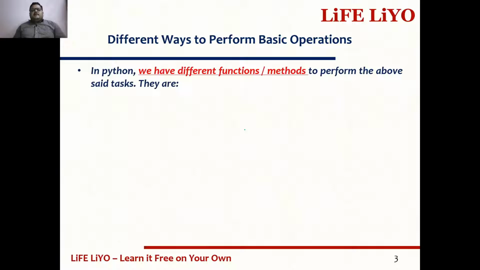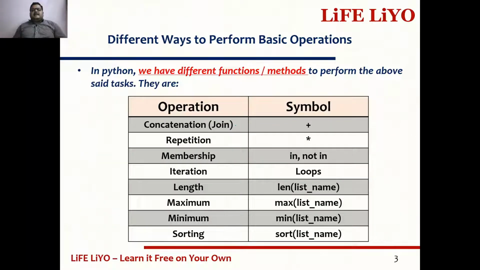To perform these operations, we have some functions as well as methods. For concatenation or joining, we have a symbol called the plus symbol. For repetition, we have a symbol called asterisk. For membership, we have in, not in. Iteration, we can use in the loops. Length, we have a function called len. For maximum, we have a function called max. For minimum, we have a function called min. And for sorting, we have a function called sort.